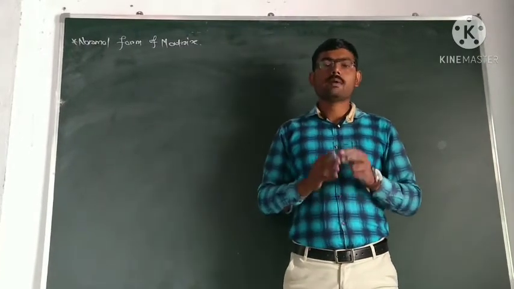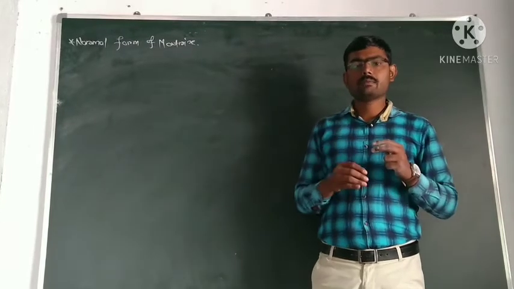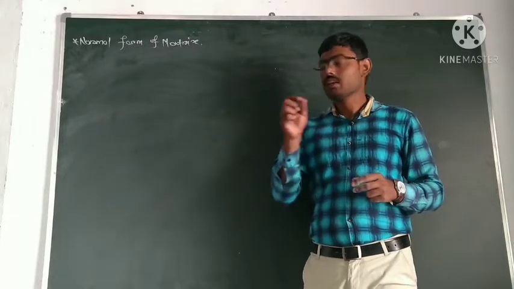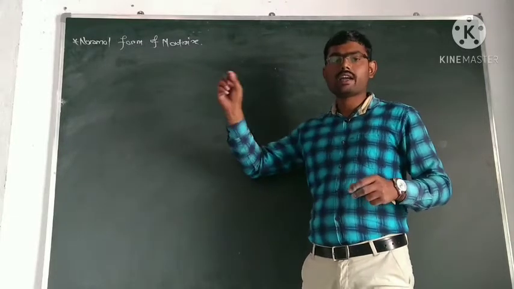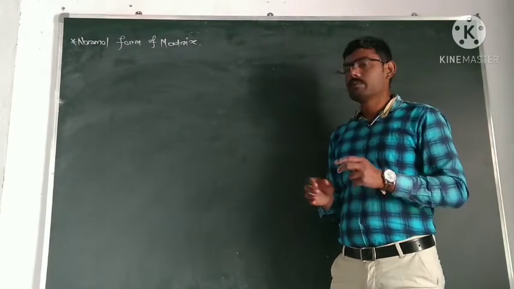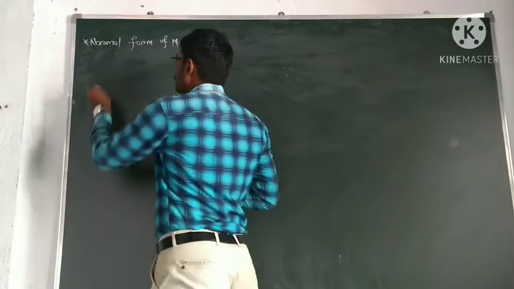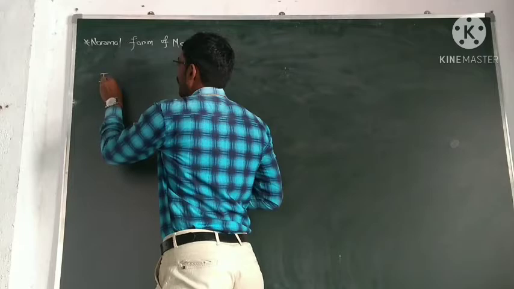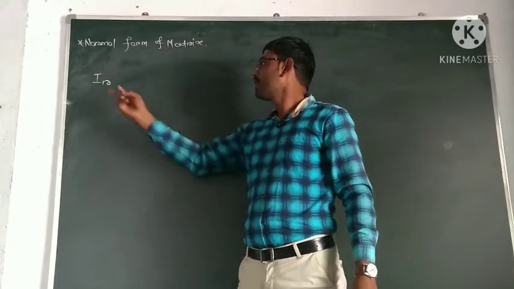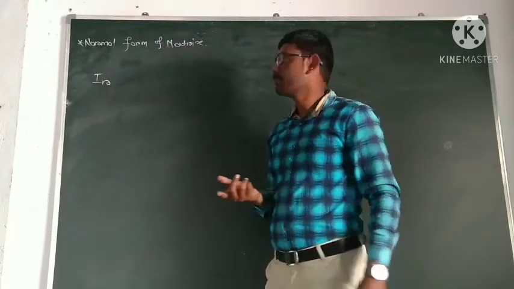A matrix is said to be in normal form if after applying some elementary transformations we can put the matrix in the following form. I will write the standard form. Suppose I_r means that after transformation, if the matrix is reduced to the identity matrix of some order, then the matrix is in normal form.